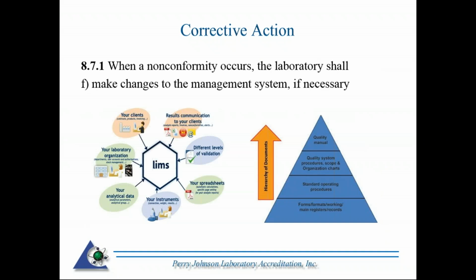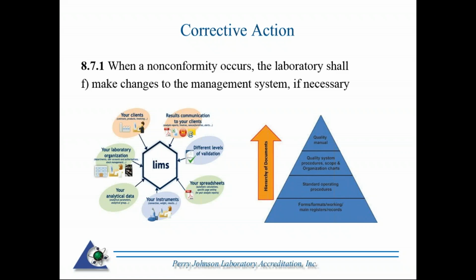Still under 8.7.1f, when a nonconformance occurs, the laboratory shall make changes to the management system if necessary. Again, whether you're on the left-hand side, you've done away with the quality manual and you're operating purely through an electronic quality management system, or you're sticking to the documentation here on the right with a quality manual as your top tier document, these are living documents that change to reflect the laboratory's true operating protocol.